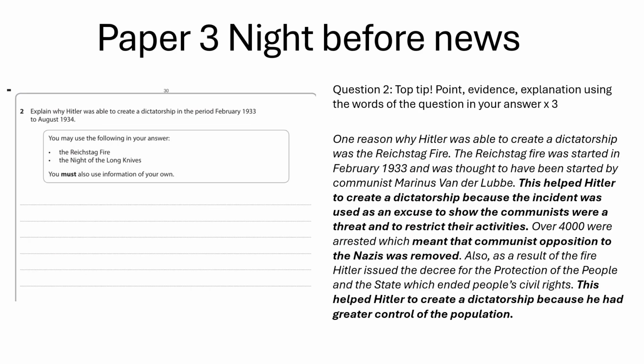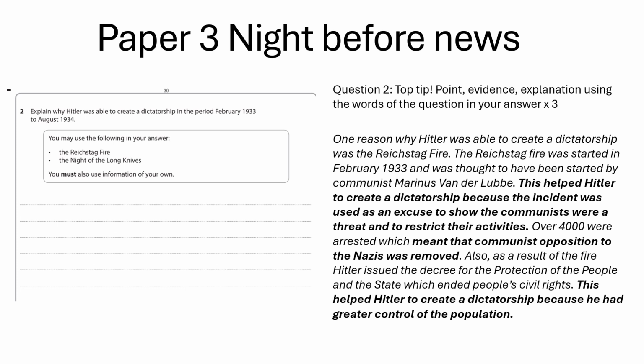The second style of question that you'll have is an explain why. We are very well practiced at this by now. It is exactly the same technique as you used in your medicine paper and your Elizabeth paper. So top tip is to make sure you've got a clear point, clear evidence, so show off with your facts, your names, your dates, and then your explanation using the words of the question in your answer.